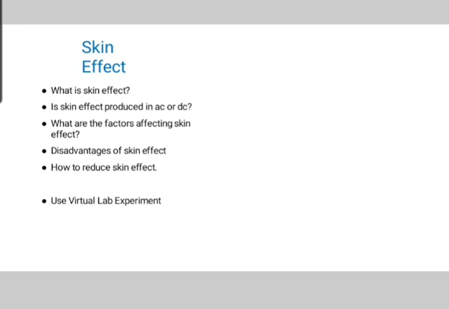So skin effect is the tendency of an alternating electric current to become distributed within a conductor such that the current density is largest near the surface of the conductor and decreases with greater depth in the conductor. The skin depth, that is delta, is a measure of the depth at which the current density falls to 1 by e of its value near the surface.